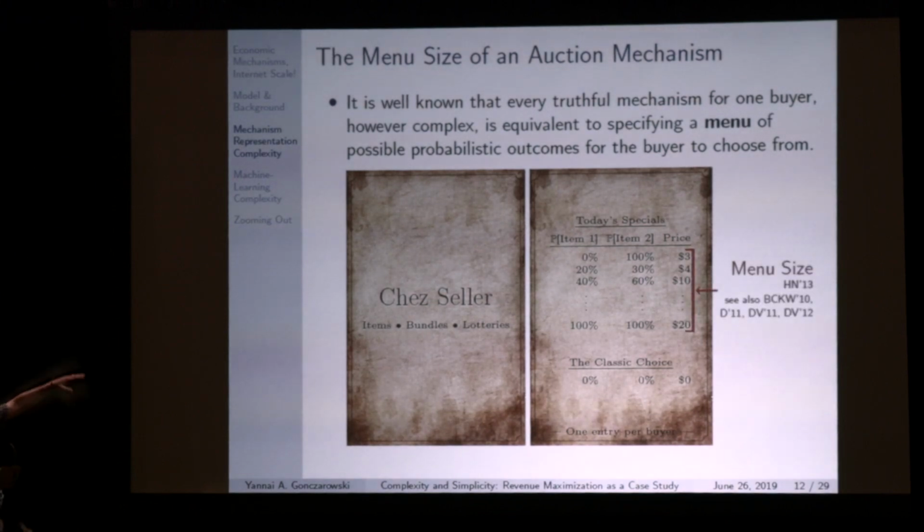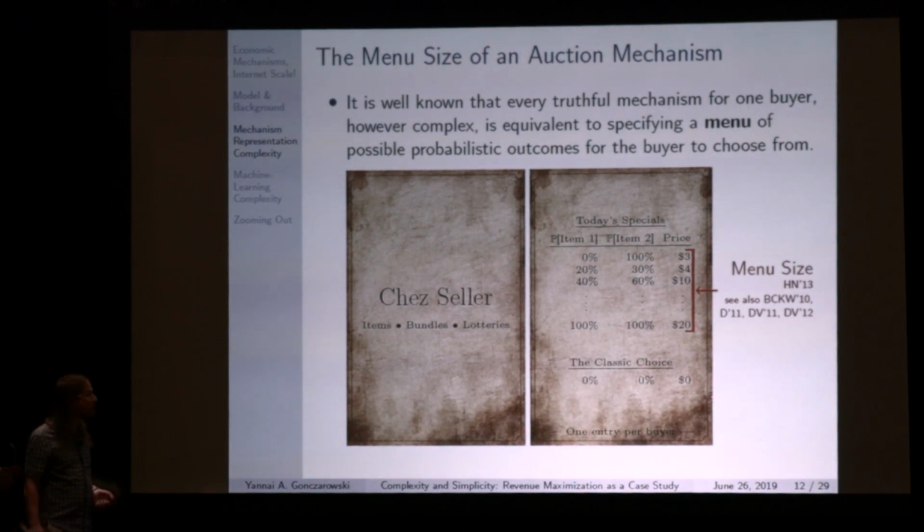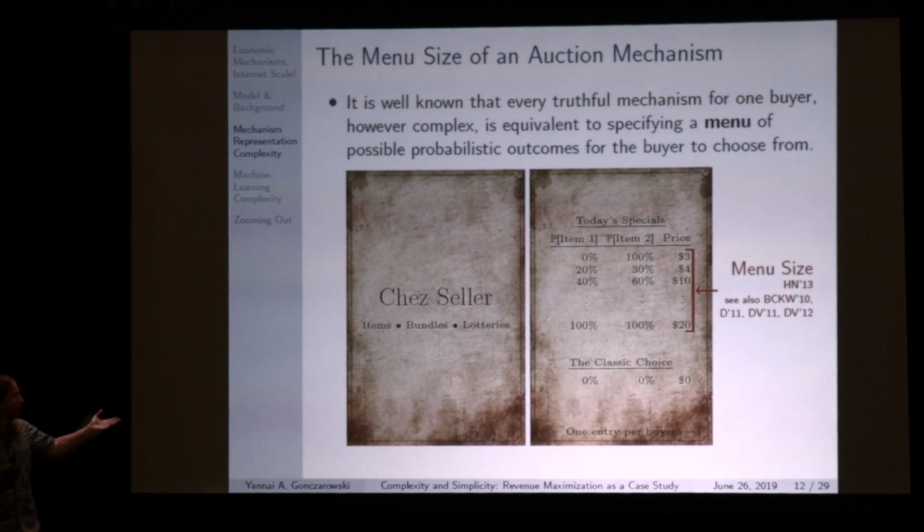And the number of entries in this menu, entries not entrees, is the menu size of the menu. This was formally coined as a complexity measure by Hart and Nisan, but goes back to work by Briest, Chawla, Kleinberg, Weinberg, Dobzinski, Dughmi, Vondrak, et cetera, et cetera. And we're going to talk about this measure of auction complexity.